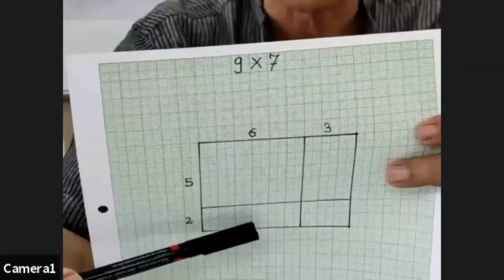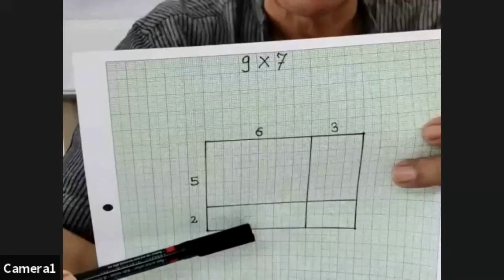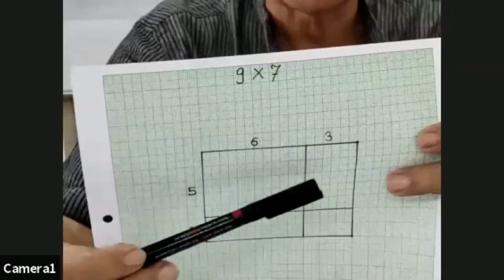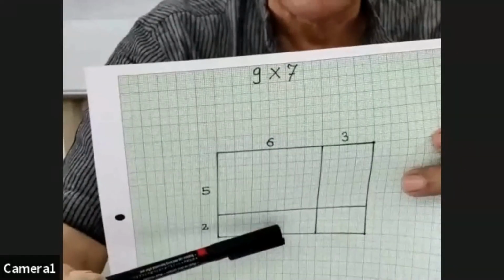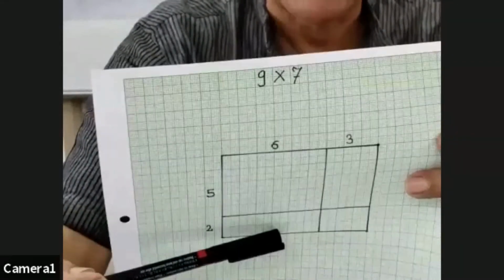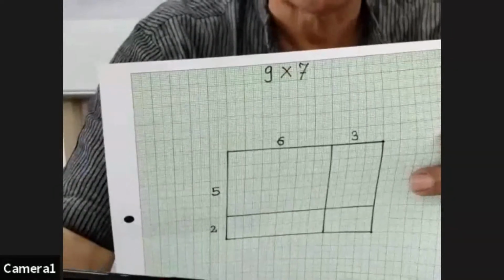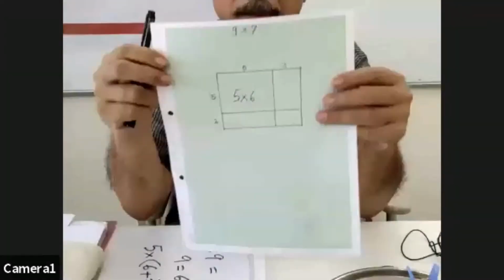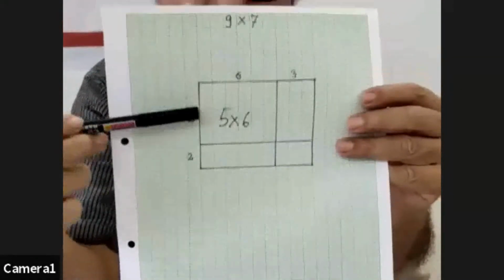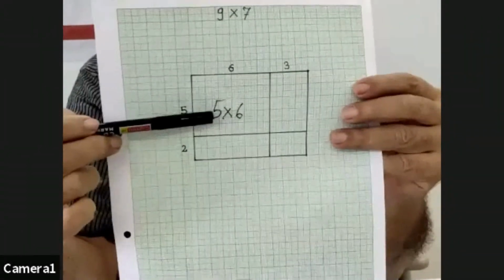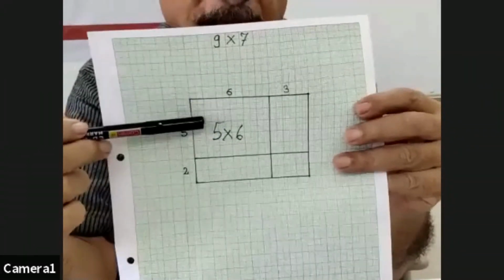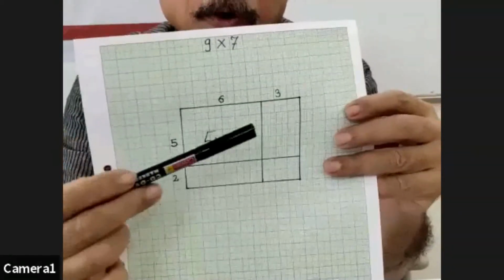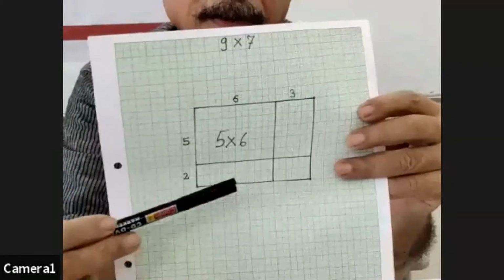So now my next question, which I want everybody to listen to: write the name of each of these rectangles. I'm going to write the name of one rectangle to show you. I want you to write the names of the other rectangles. I have written the name of the first rectangle as 5 into 6. And you know why I have called this 5 into 6. I'm sure you know it. So in the same way, on your graph paper, write the names of this rectangle here, and this rectangle here.